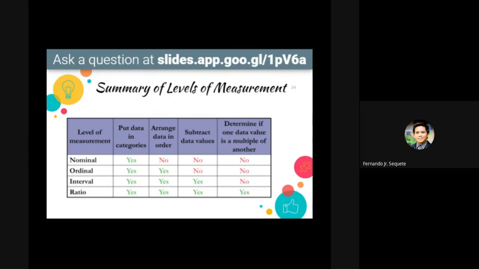And by the time we will be encountering data later on, we will appreciate and understand more the levels of measurement. Sa ngayon, medyo hindi pa natin siya ma-appreciate kasi nga we don't have any specific data for each level. But later on, as we go along with our discussion, I will be introducing to you sets of data, and then let's try to identify if that is nominal, ordinal, interval, or ratio.